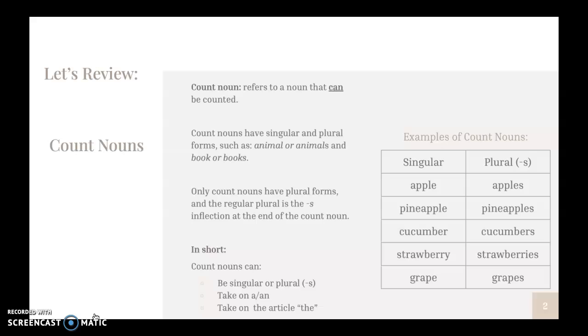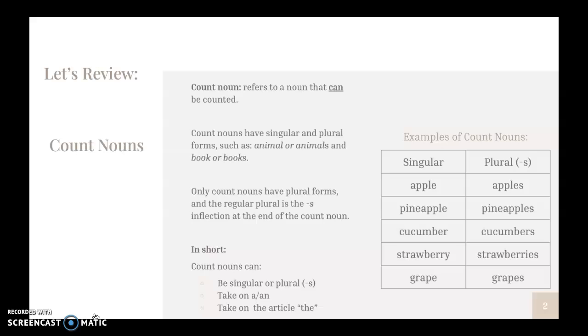Count nouns refer to a noun that can be counted. Count nouns have a singular and plural form, such as animal or animals, and book or books. Only count nouns have plural forms, and the regular plural is the S inflection at the end of the count noun. In short, count nouns can be singular or plural with an S inflection, take on A or AN, and take on the article the.